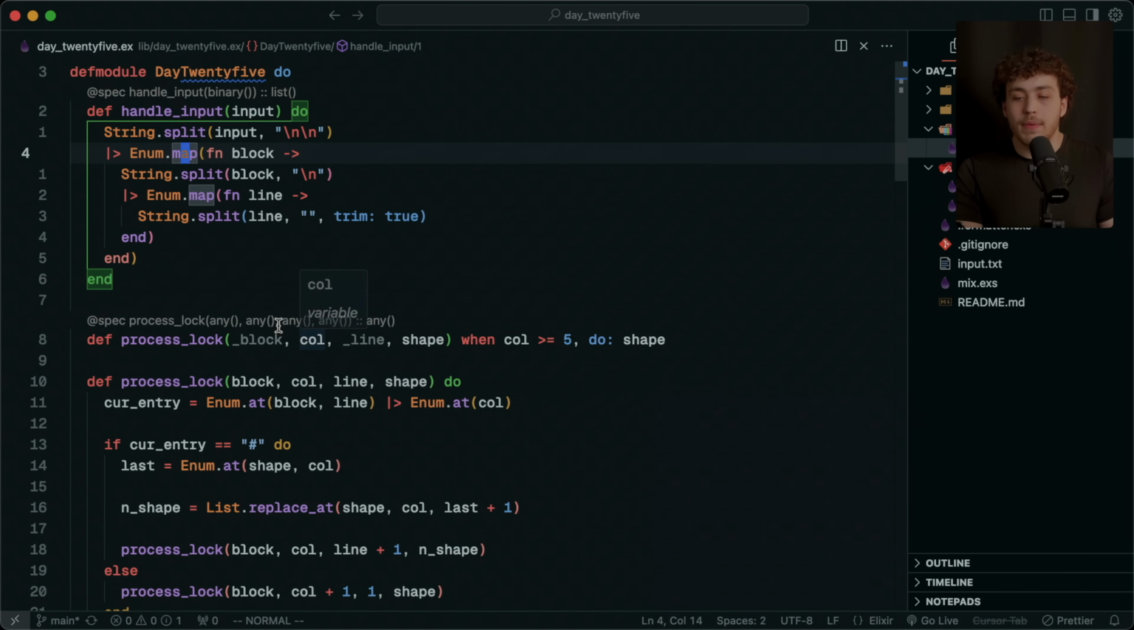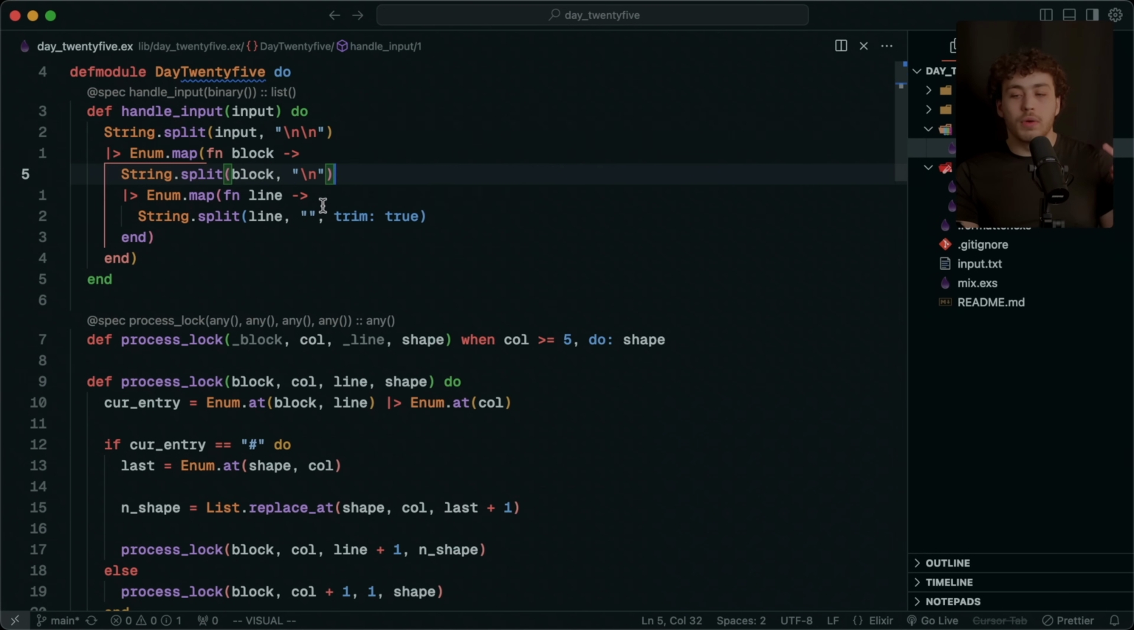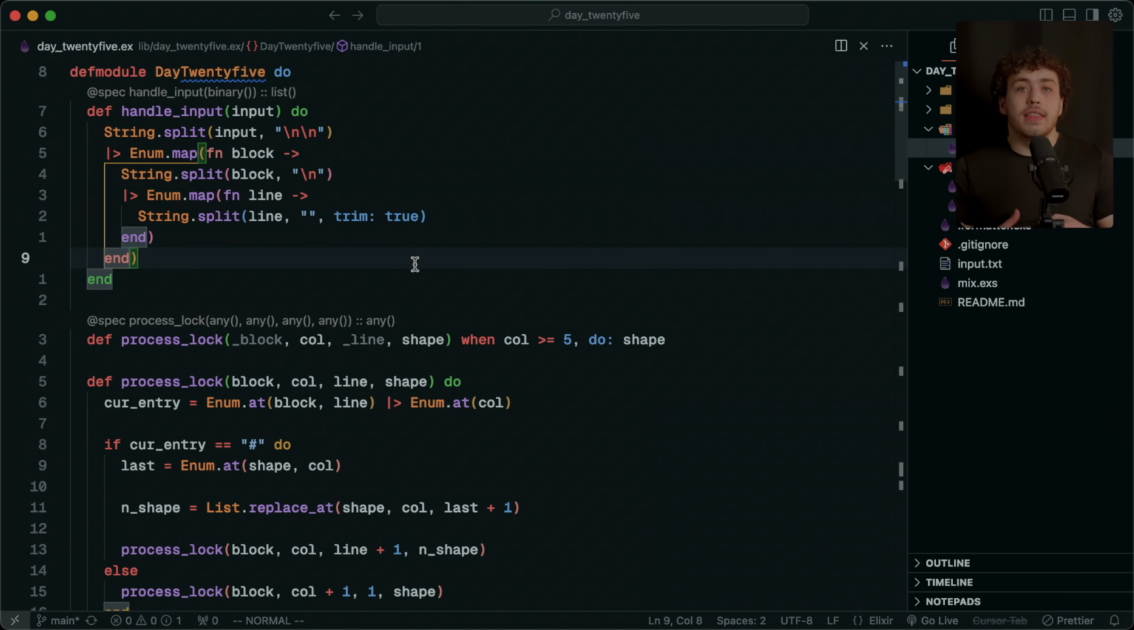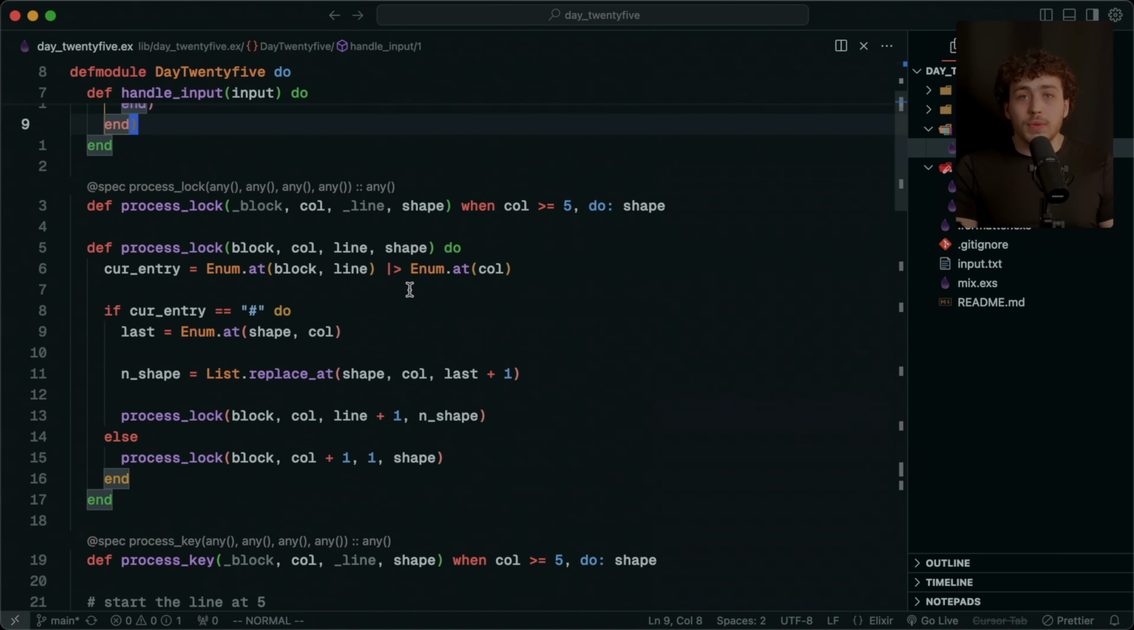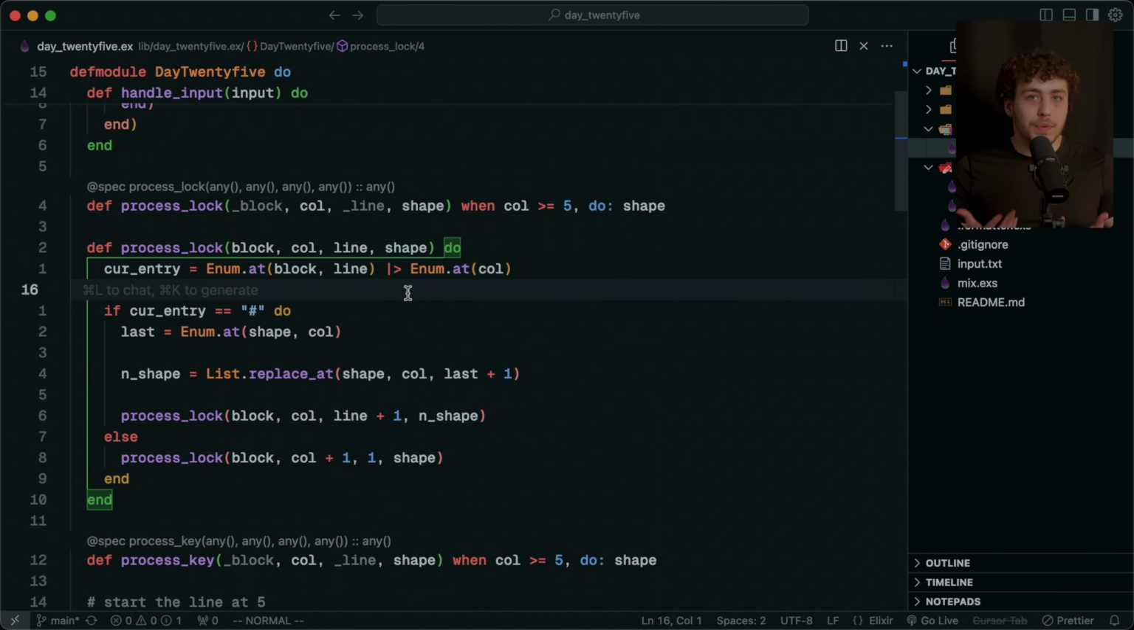So we do Enum.map over the result of that, because we're grabbing all the different blocks of text, we're looping through all of the lines in each of the blocks, we're splitting those up into characters, and then we get this multi-dimensional array of grids, which we can then use to solve the problem. It's amazing.